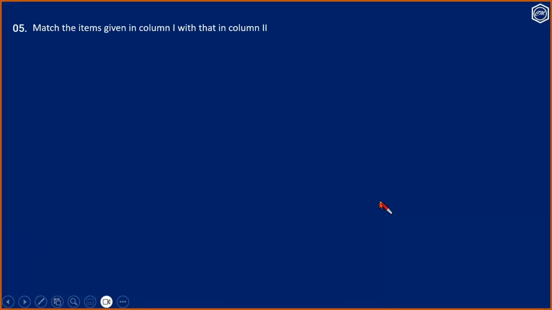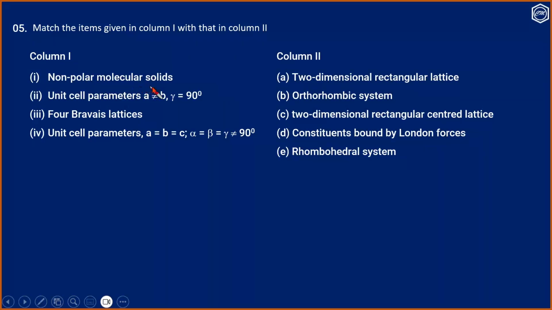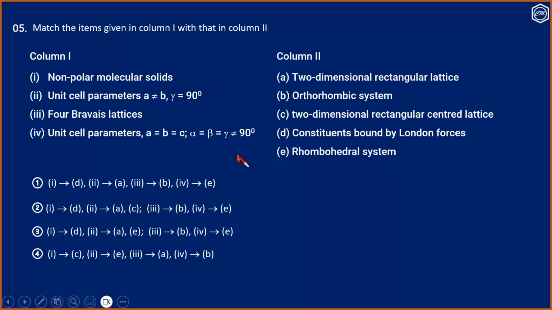Next, match the items given in column 1 with that of column 2. Column 1: non-polar molecular solids, unit cell parameters A, B, 4 Bravais lattices, 2-dimensional rectangular lattice, etc. Then option 1, option 2, option 3, option 4. Column 1, non-polar molecular solids. Non-polar molecular solids show the weakest attractive force, so therefore we can say constituents are bound by London forces. So 1 can be connected to D.